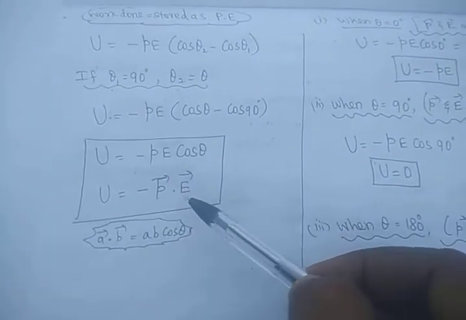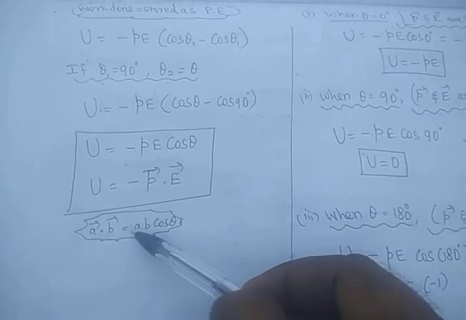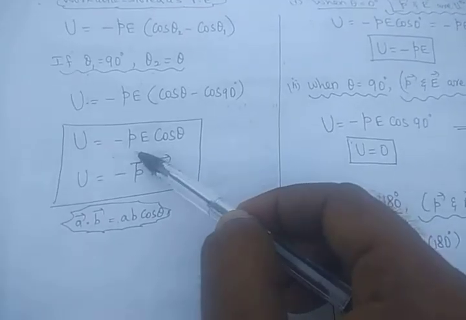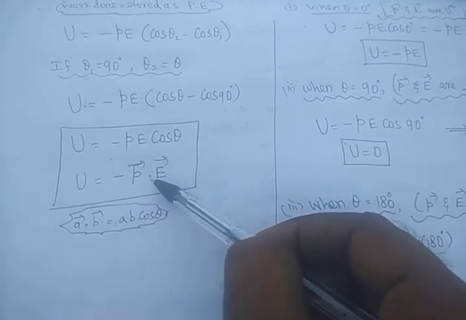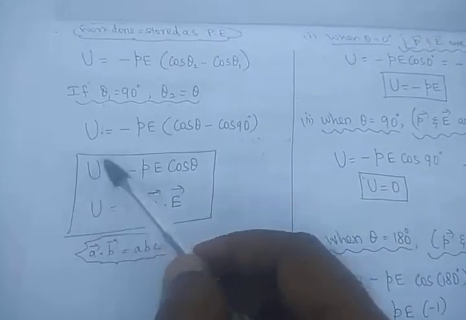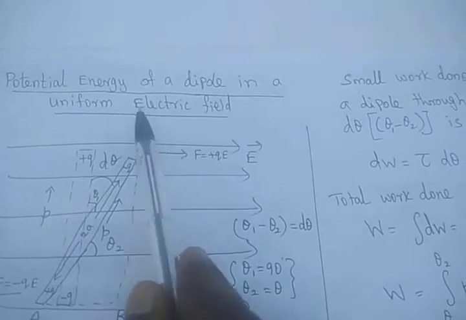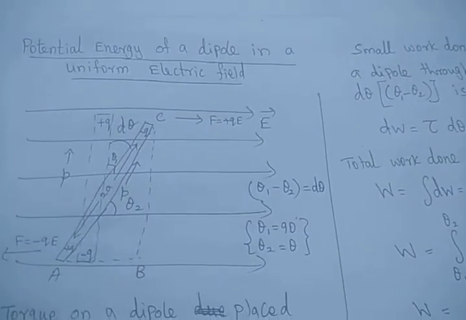It is a scalar product. A vector dot B vector is equal to AB cos theta. So it is A, it is B. So A vector dot B vector, P vector dot E vector. This is the potential energy of a dipole in a uniform electric field.